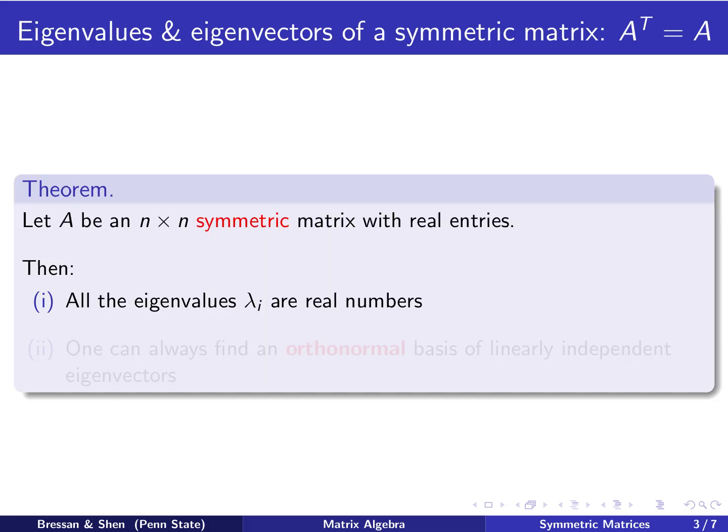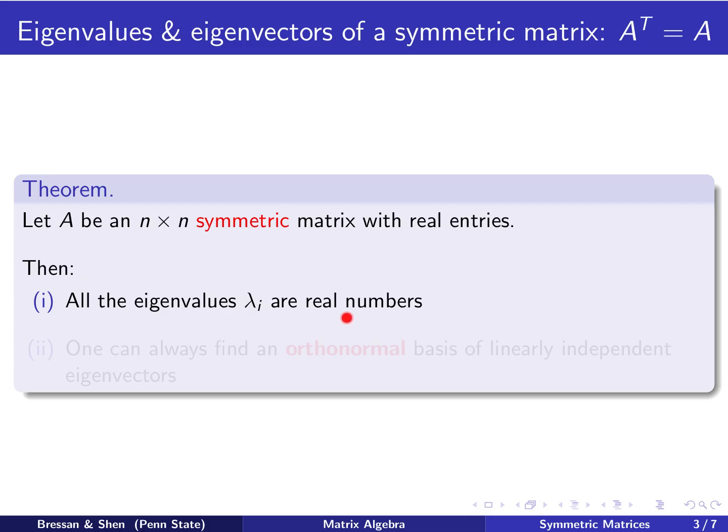Now let's consider the case where the matrix A is symmetric, meaning that A transpose equals A. In this case, actually, we have some very nice properties we want to explore in this lecture. So here we have a theorem. Let A be an n by n symmetric matrix with real entries. So be careful about the assumptions of the theorem. That's where we start, and then we can claim the following.